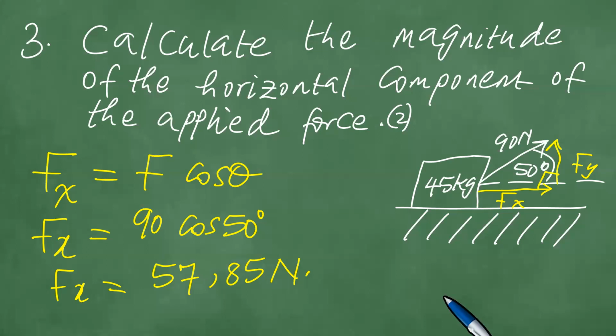Okay, so we have been able to answer that question and find the magnitude of the horizontal component, which is F subscript x. The formula for the horizontal component of forces all the time is F cosine theta. For the vertical component, it's always F sine theta. Okay, next question. Let's do another calculation.